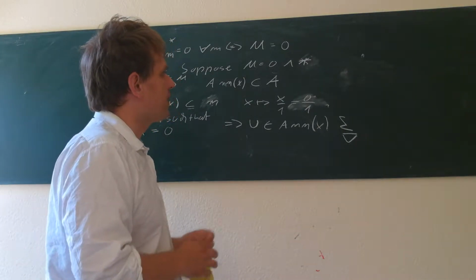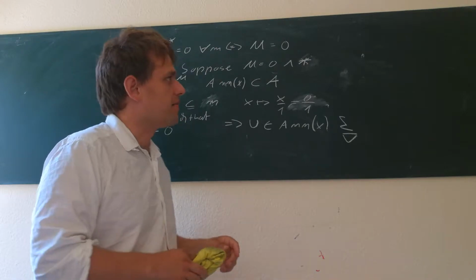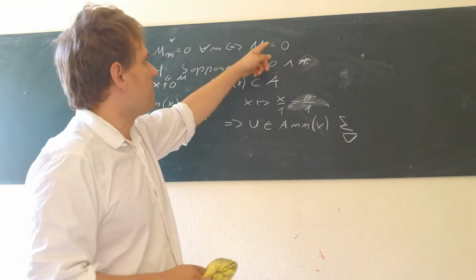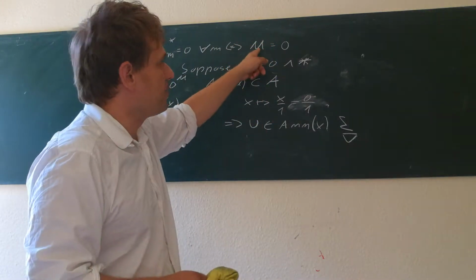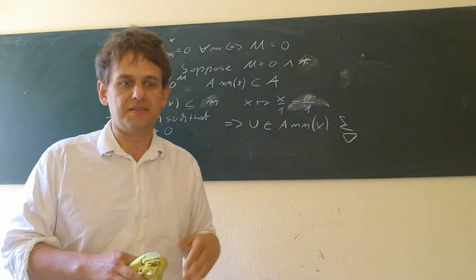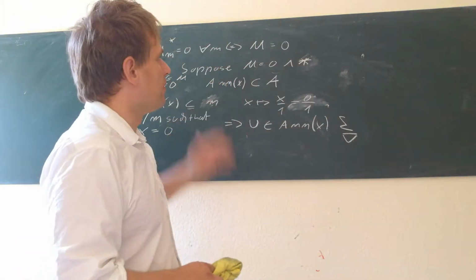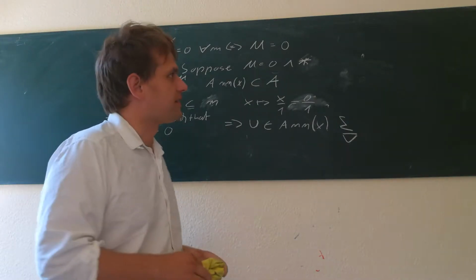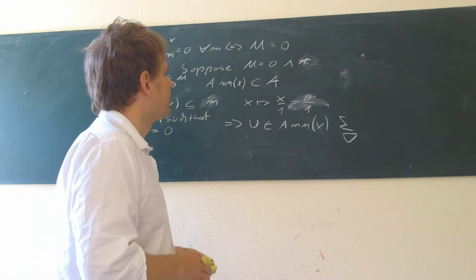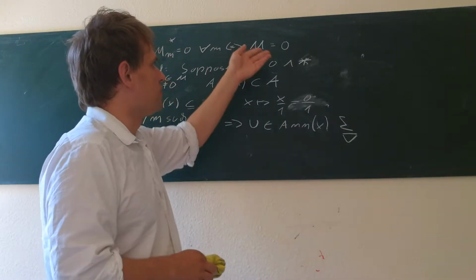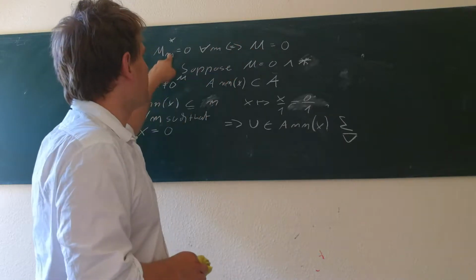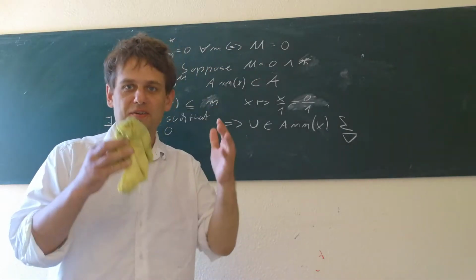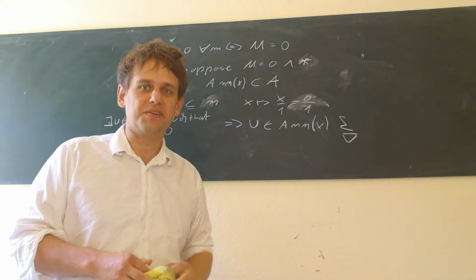And if we prove this direction, then of course we have an if and only if statement, because the other direction is trivial. If M is 0, so if M is the 0 module, then of course M localized at every ideal is 0. So there is nothing to prove going from the global scale to the local scale.